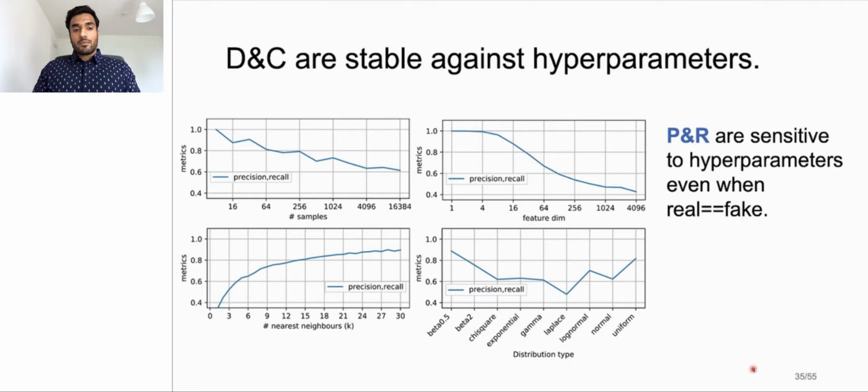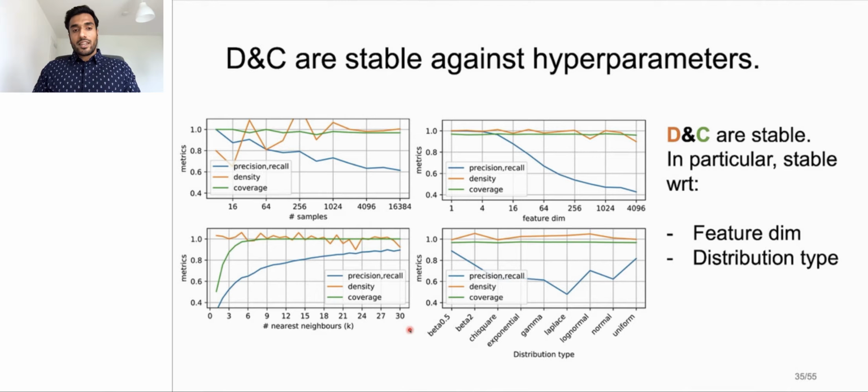So if we see the hyperparameter analysis from before, when we plot our density and coverage on the same graph, we see that our values are stable for number of samples, feature dimension, and the embedding space. And our value for coverage is close to 1 for sufficiently large k. This is our criteria to select our hyperparameters.